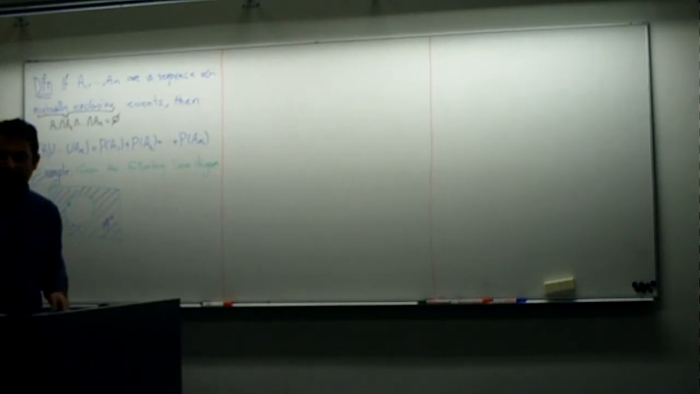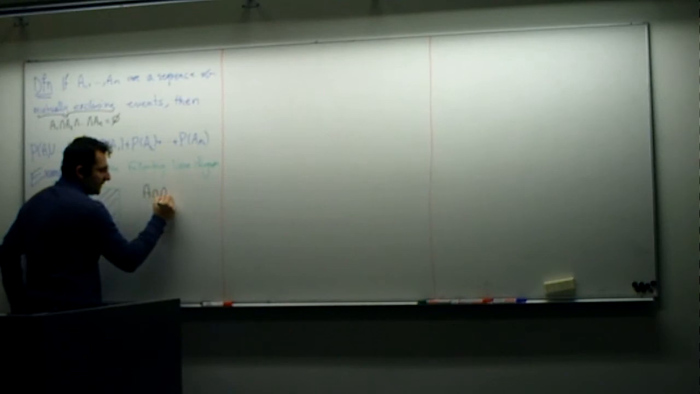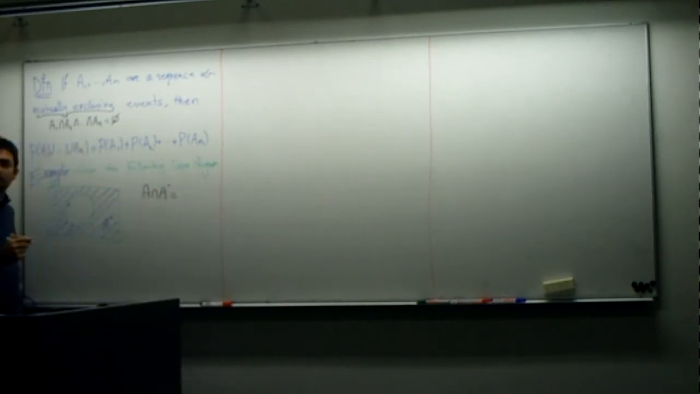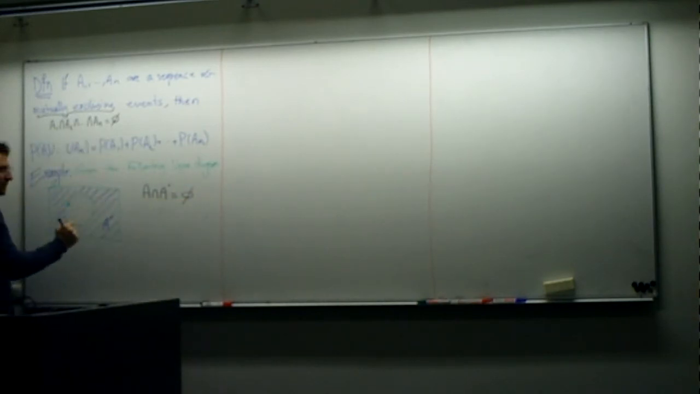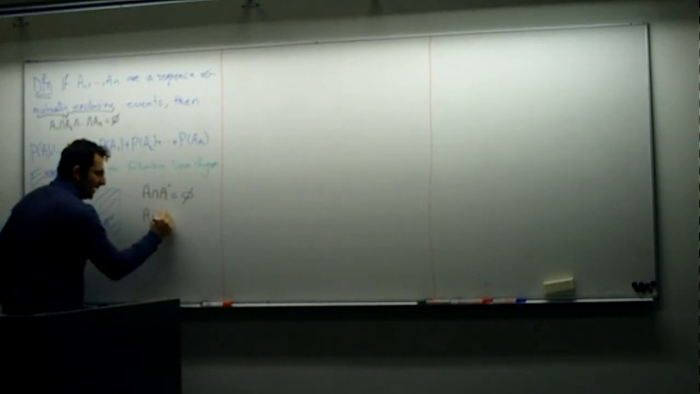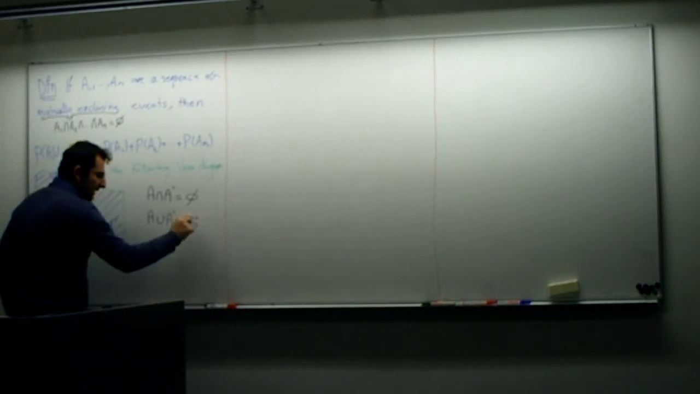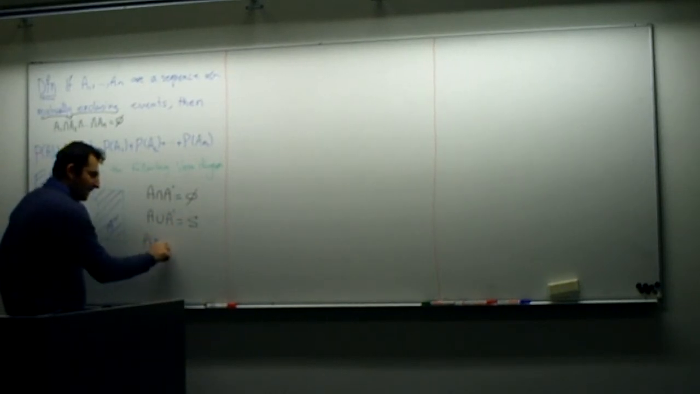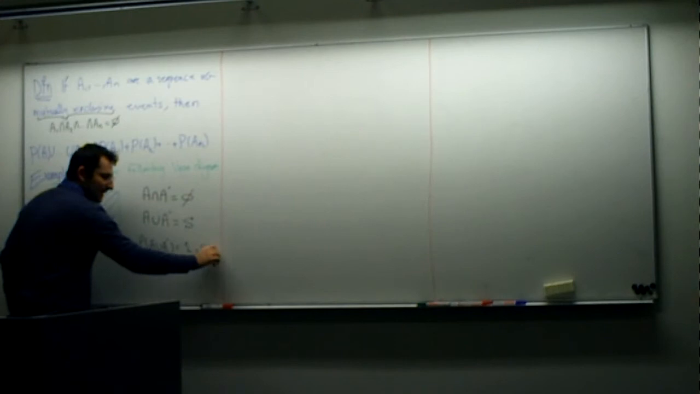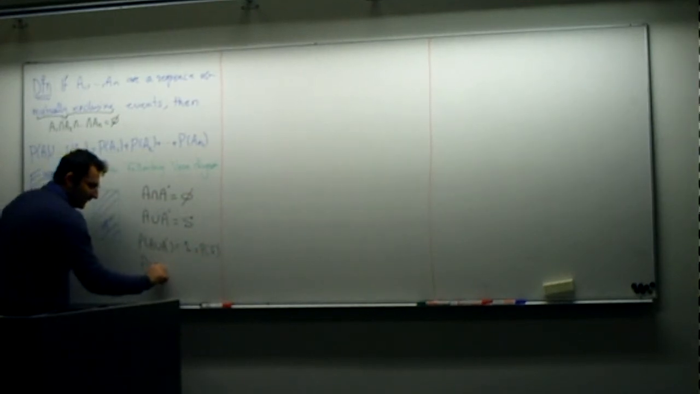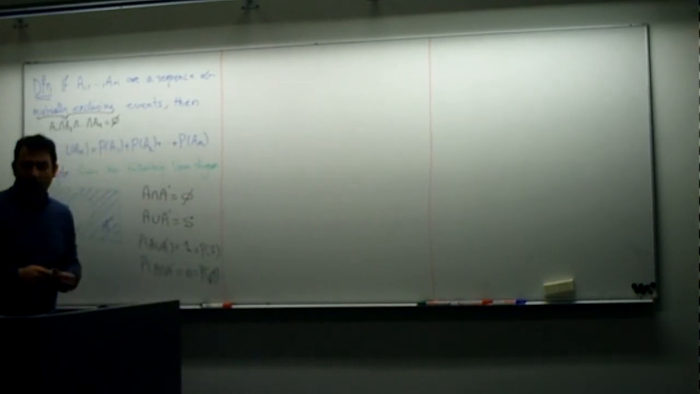Now, we know a few things. What is A intersected by A prime? Null, because there is no intersection. What is A union by A prime? It's S, the whole sample space. So we get the probability of A union A prime is equal to 1 because this is the probability of S. And the probability of A intersected by A prime is equal to 0, which is the probability of null.